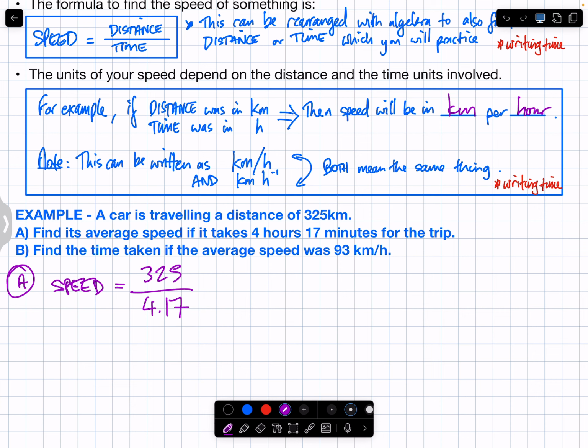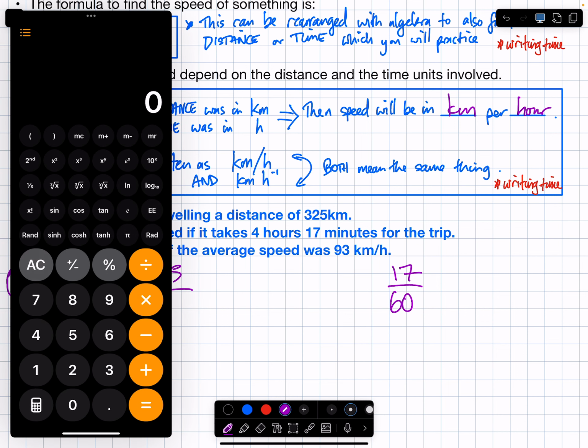So the first way you could deal with it is you could convert. I have part of an hour, 17 minutes. 17 divided by, how many minutes are there in an hour? 60. So if I go 17 divided by 60, that's going to tell me what fraction of an hour I have. It's 0.28.